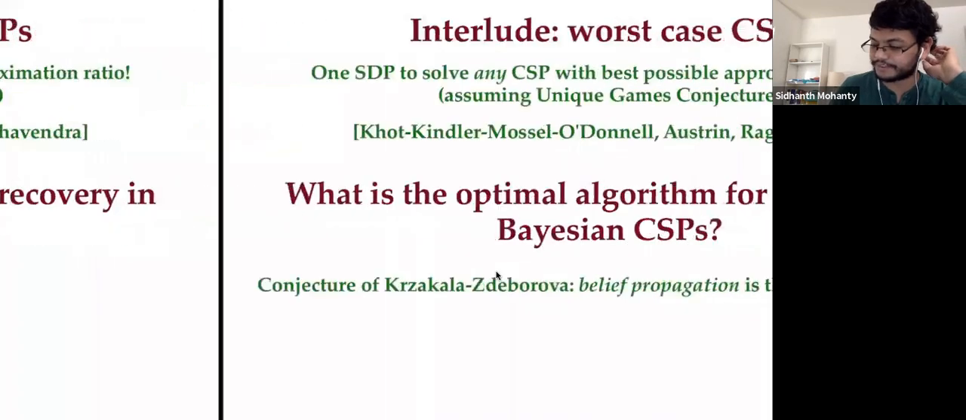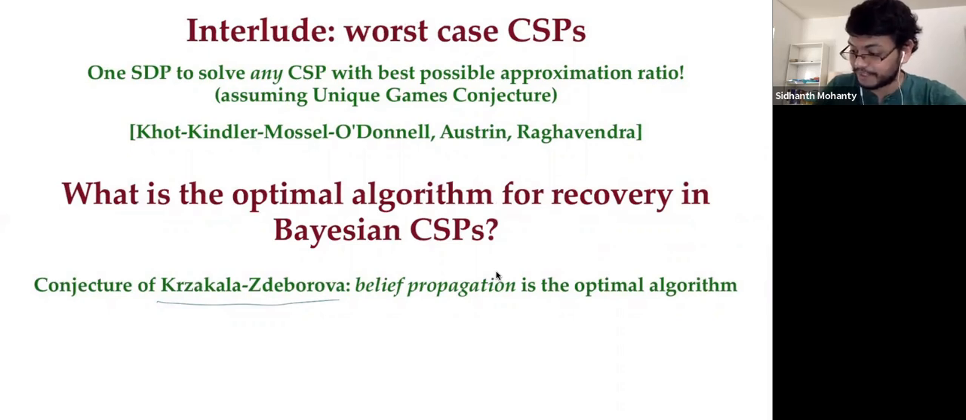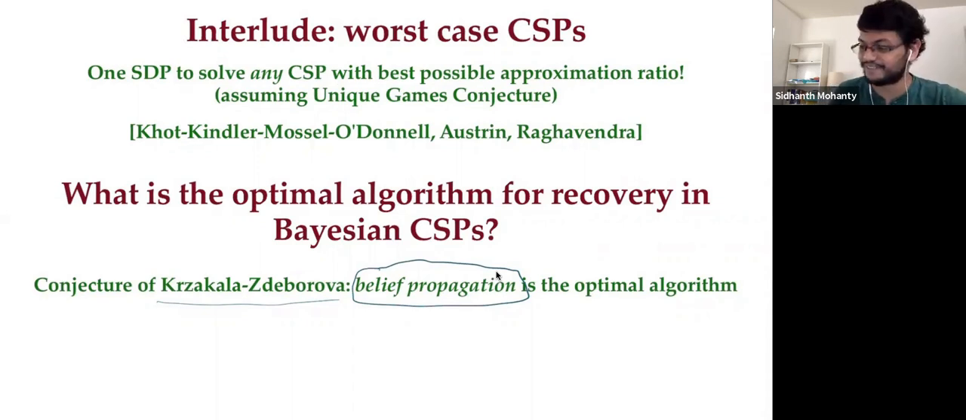It was posited by Krzakala and Zdeborová that actually the optimal algorithm for Bayesian CSPs and similar problems is a certain algorithm which is called belief propagation. Now this is an algorithm that within TCS we don't see much, but there's a whole community of physicists who believe that for many statistical inference problems, this is the right algorithm, and they're completely convinced of it. So I guess there is something for computer scientists to investigate here.